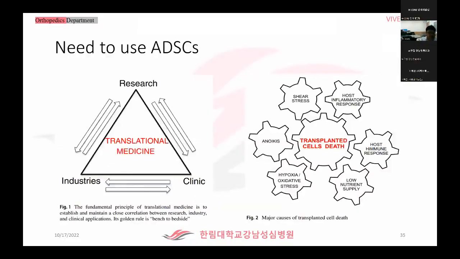So in totality, in case of translational medicine, it is very important to make a balance between the clinics, industries, and research. And in translational medicine, adipose-derived tissue is very important because a lot of pharma companies as well as hospitals are focusing over there.